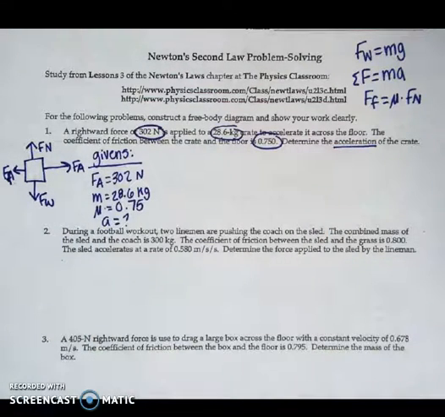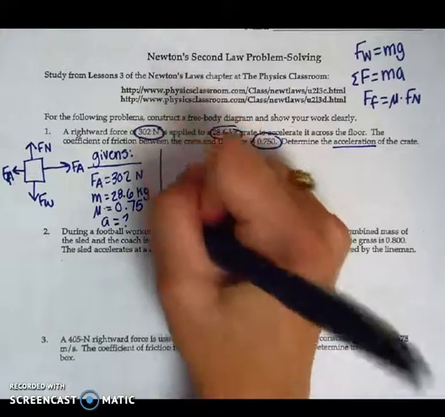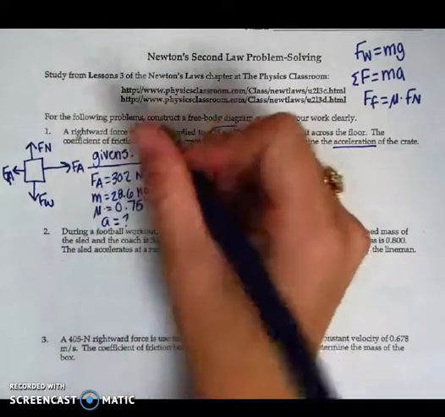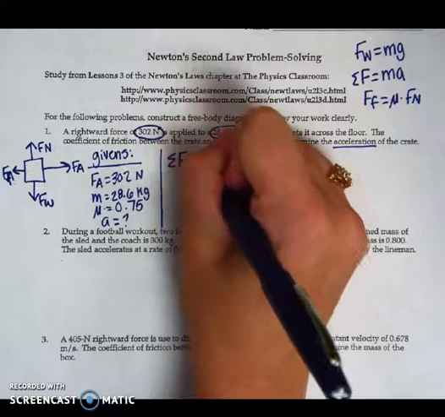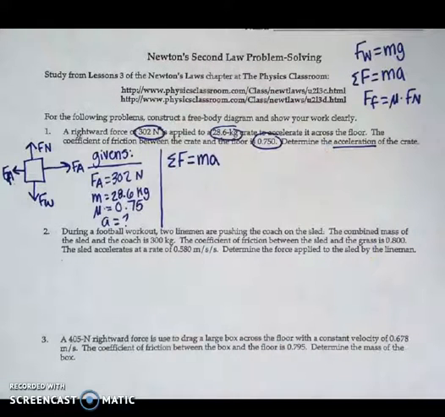So you're probably thinking, what in the world am I going to do with all this information? So what we're going to do next is, after we have step one is free body diagram, step two you're writing your givens. The next step is we're going to write out our sum of forces. So sum of forces equals MA. So our sum of forces is where we plug in our unbalanced forces.